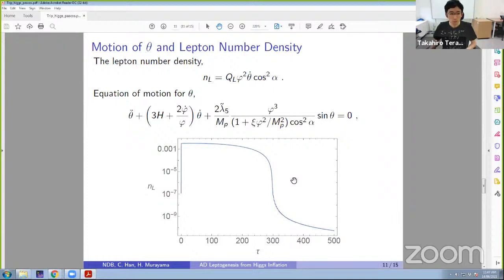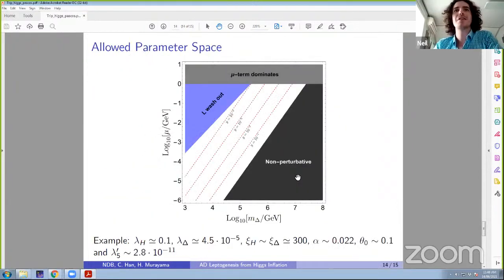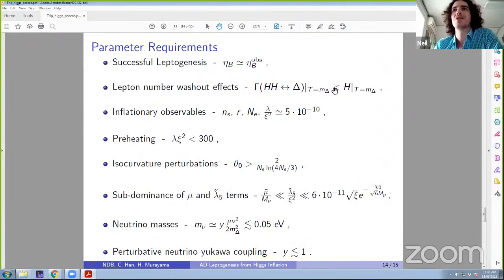Maybe I should ask some stupid question. I'm not very familiar. After the creation of asymmetry, does it not equilibrate with the thermal plasma? So yeah, but that's where this washout assumption comes in. You do have these lepton violating interactions, but we're assuming that they're small enough that you don't end up getting these washout effects. And that sort of comes in here.